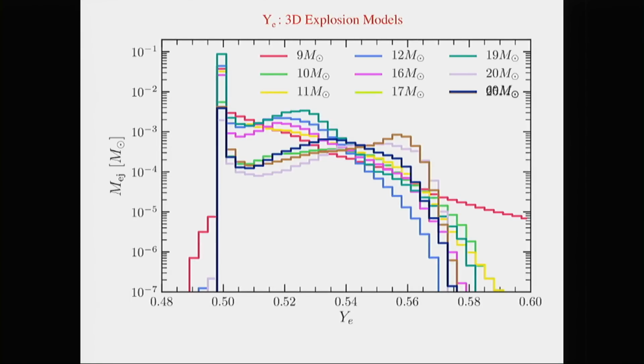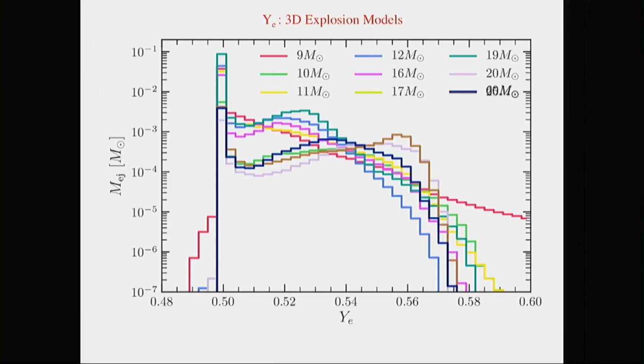Now, I mentioned Ye, and the nucleosynthesis is a function of that, of what the ejecta composition is. And so this is just a collection of the amount of mass at various Ye. And you notice here's 0.5, and most of this stuff is above 0.5. We have a little bit that's neutron rich. Most of it is proton rich. You can't get an r-process out of this.